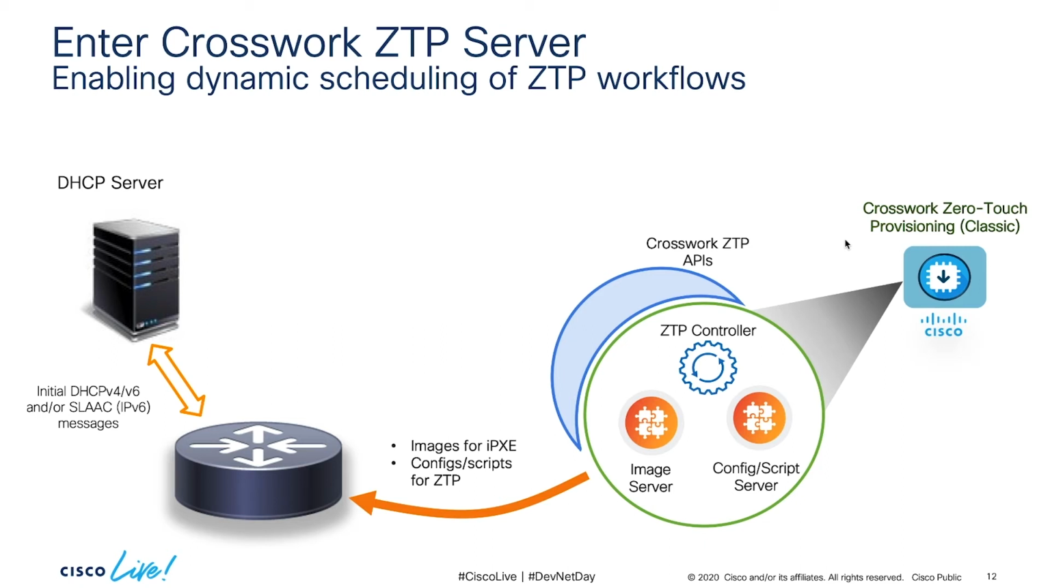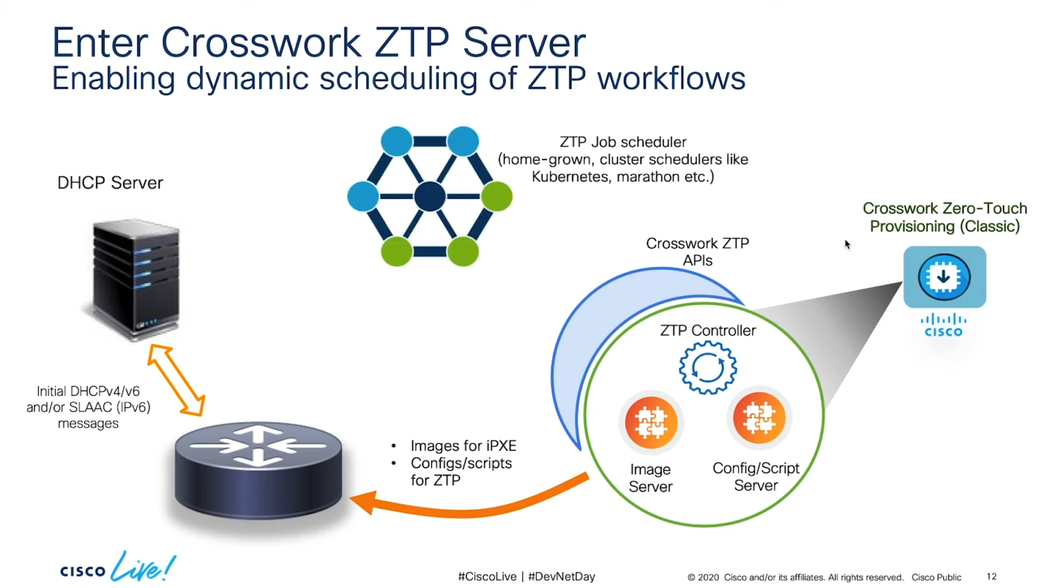This means that while the device will continue to operate the same way and is able to send DHCP requests out, get the URL, and download images and configs from the Crosswork controller, you can also bring in job schedulers into the picture. Either you create homegrown scripts or schedulers, or use open source schedulers like Kubernetes or Marathon, etc., that are able to hook into the Crosswork ZTP APIs and create a closed loop automation infrastructure, which may even include the DHCP server based on the level of automation that you're looking for.